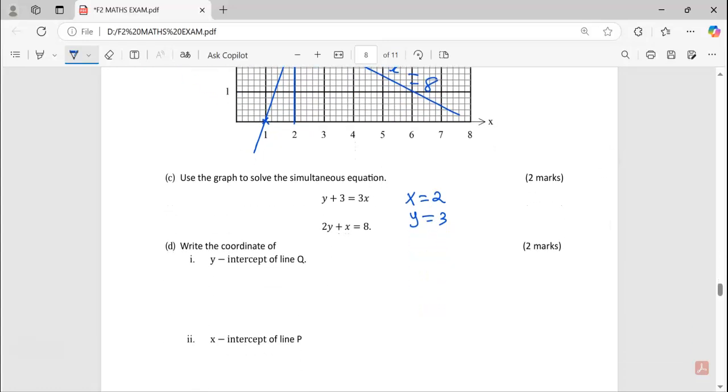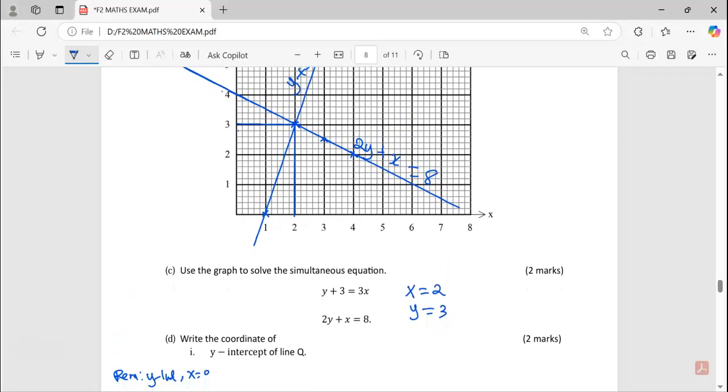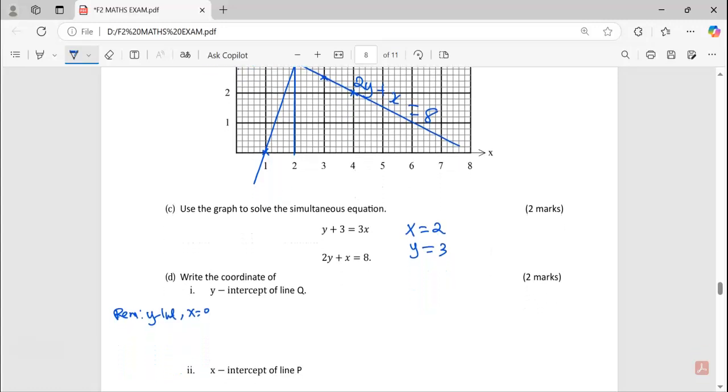Then part D, Roman 1, y-intercept of line Q. Something we need to remember is that at y-intercept, x equals 0. In other terms, y-intercept is the point at which that straight line cuts the y-axis. So it cuts the y-axis at 4. So we'll have y-intercept equals 4.